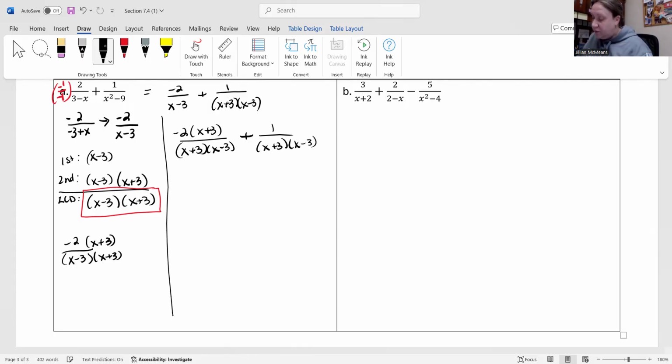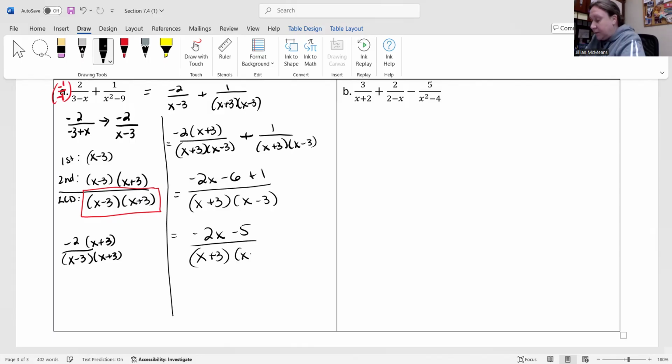So let's see, when I simplify my numerators, I'm going to get -2x minus 6 plus 1 over x plus 3 times x minus 3. And we want to simplify our numerator, so the numerator is going to simplify as -2x minus 5 all over x plus 3 times x minus 3. And we would want to see if the numerator would factor, and in this case it won't. There's no GCF, there's nothing we can do to the numerator. So this right here would be our final answer.